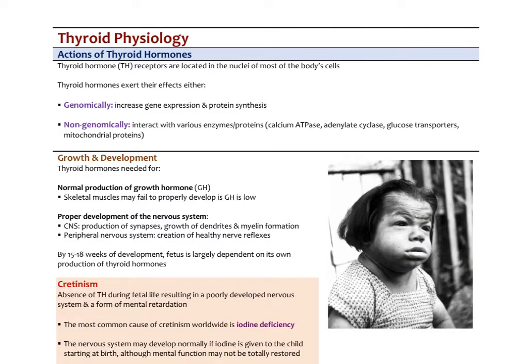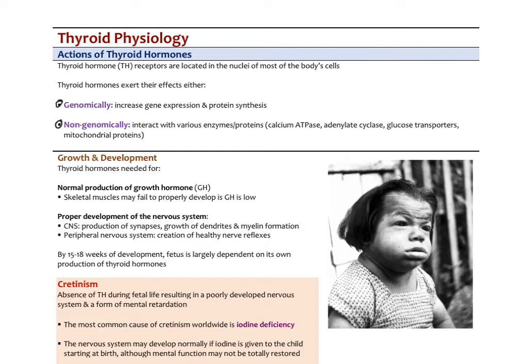These receptors are found in the nuclei of most of the body cells. Thyroid hormones really exert their effects in two ways. The way I've discussed before was genomically, and that is to bind to those hormonal response elements, and that triggers gene expression and protein synthesis. But thyroid can also work non-genomically. So this would be T3 within the cell can activate various enzymes and proteins like calcium ATPase, adenylate cyclase, different glucose transporters, and then mitochondrial proteins. And this can all affect basic energy metabolism.